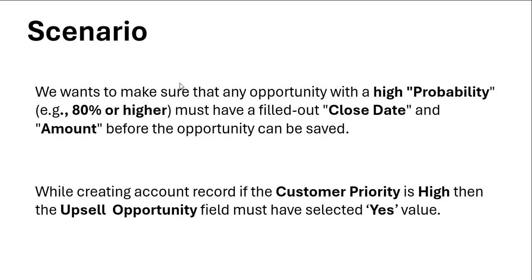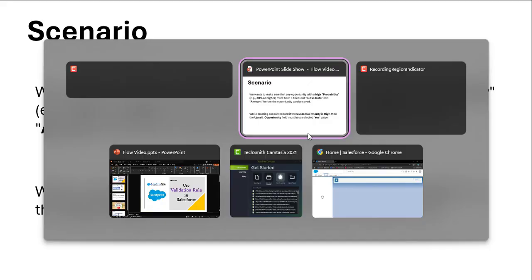Now to better understand, let's take a scenario. We want to make sure that any opportunity with high probability, for example, when we enter a value of 80% or greater in the probability field, must have the close date and amount fields filled out before the opportunity can be saved. First, I will explain this scenario in the Salesforce org.